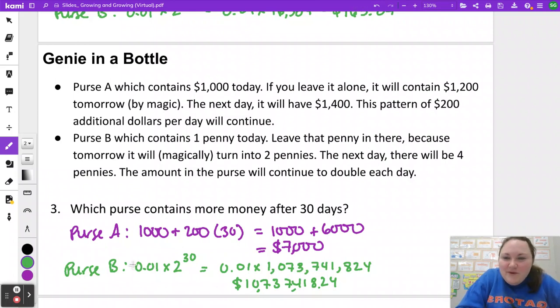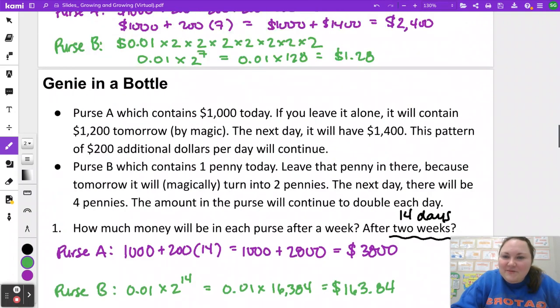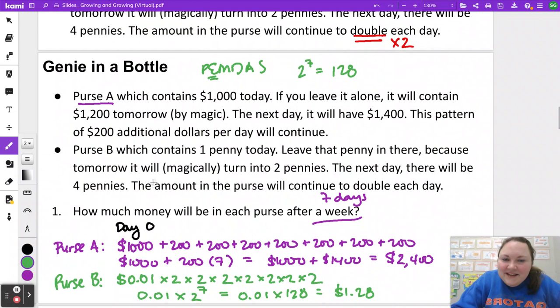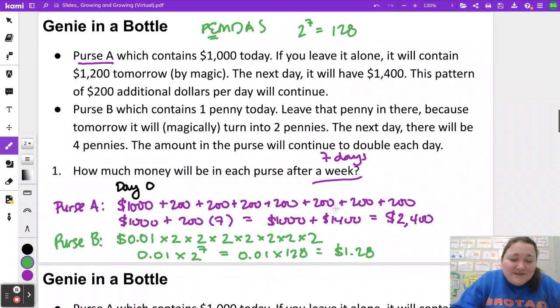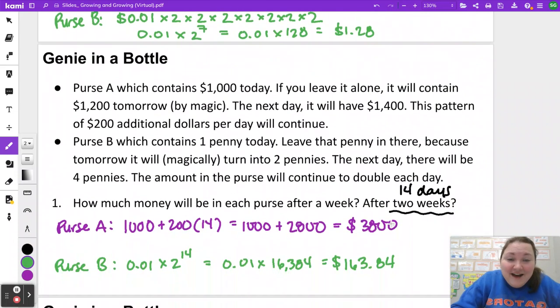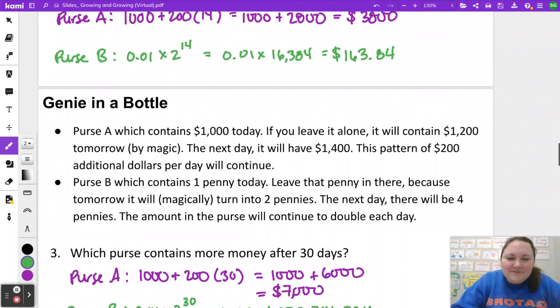Purse B was the one that just started with a penny. And look at some of the numbers we had early on. It started with a penny. That penny on day 1 turned into 2 pennies. Day 2, it was 4 pennies. Day 3 would have been 8 pennies. At the end of a week, it was only $1.28. At the end of 2 weeks, halfway through a month, right? It was at $163.84. Purse A was looking good for so long.